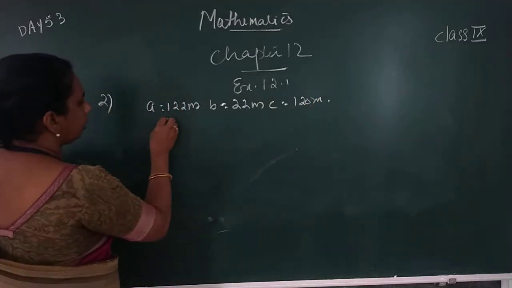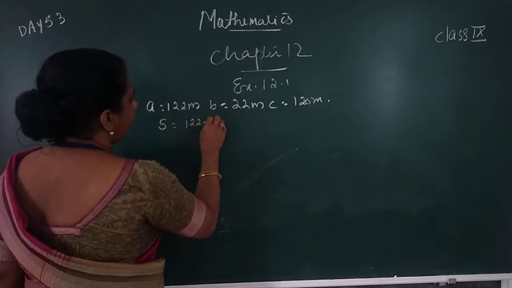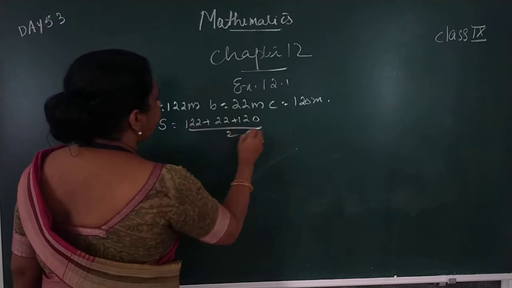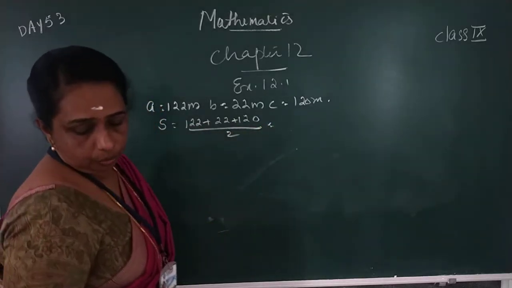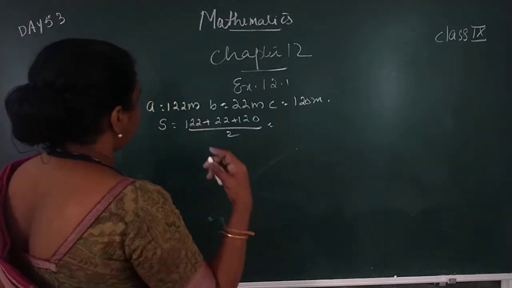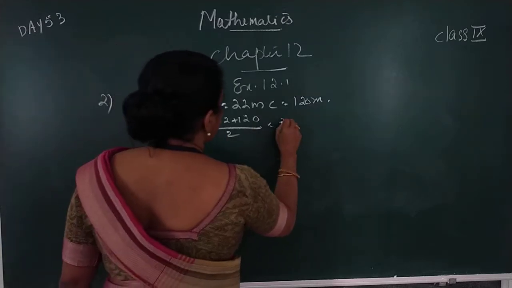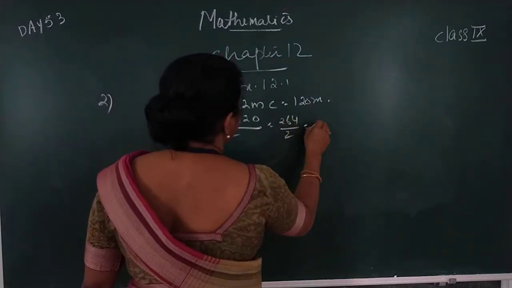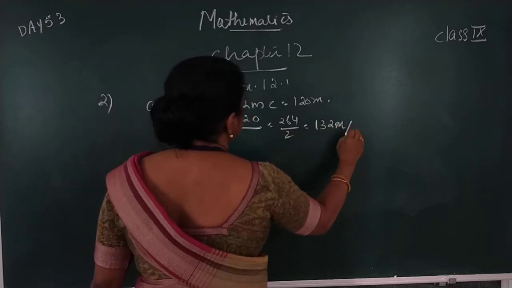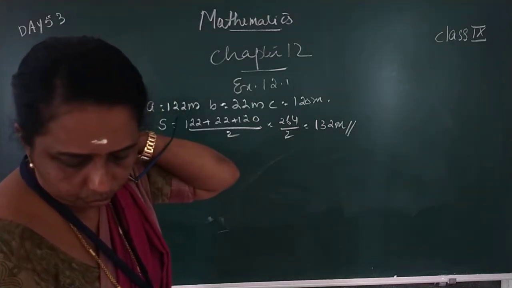Then first we want to find out s, which is equal to (122 plus 22 plus 120) perimeter by 2. 122 plus 22, then 22, then 120. We get 264 by 2. We get 132 meter. Okay, we get the semi-perimeter, 132 meter.